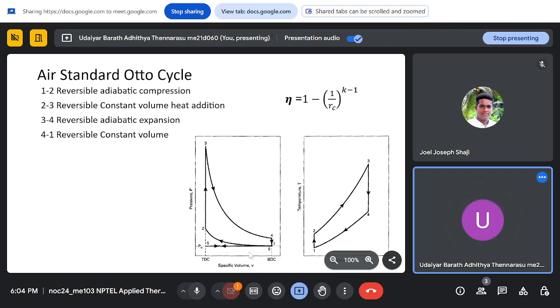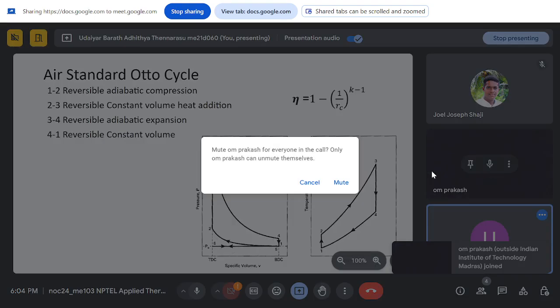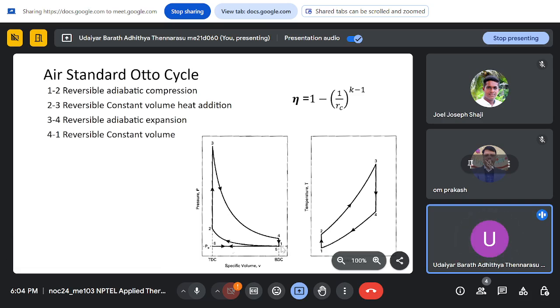If you see, it is starting with the top dead center, at stage 6. From there you are moving to the bottom dead center. So this is the suction stroke. In this case, your fuel and air are coming in, and then you are compressing it. That happens at process 1 to 2. So you are compressing from bottom dead center to top dead center.